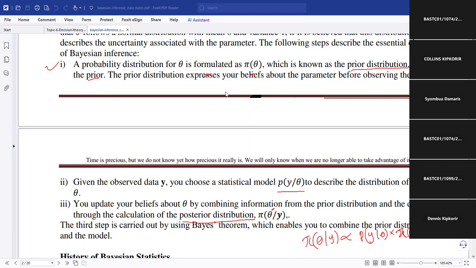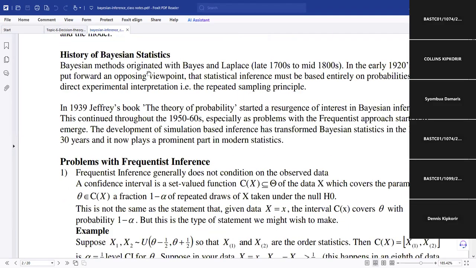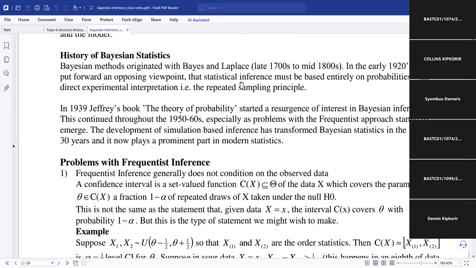Moving on to some theory regarding Bayesian statistics. So what is the origin of Bayesian statistics? It is said that it originates from Bayes and Laplace, in the late 1700s to the mid 1800s. And in the early 1920s, someone called Fisher put forward an opposing viewpoint, that statistical inference must be based entirely on probabilities with direct experimental interpretations. That is the repeated sampling principle.